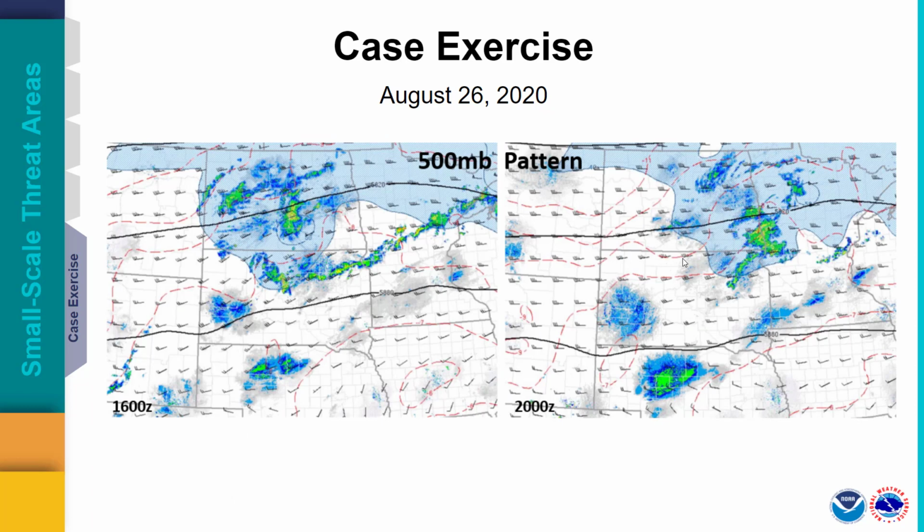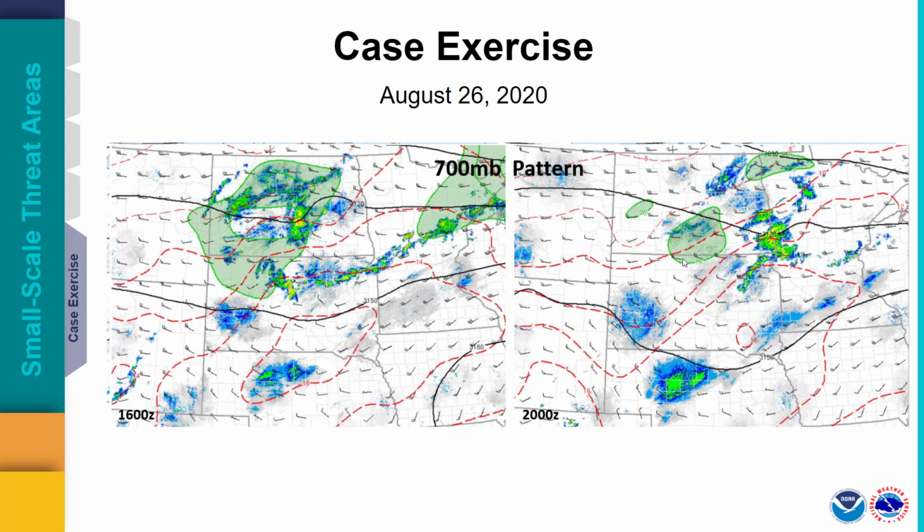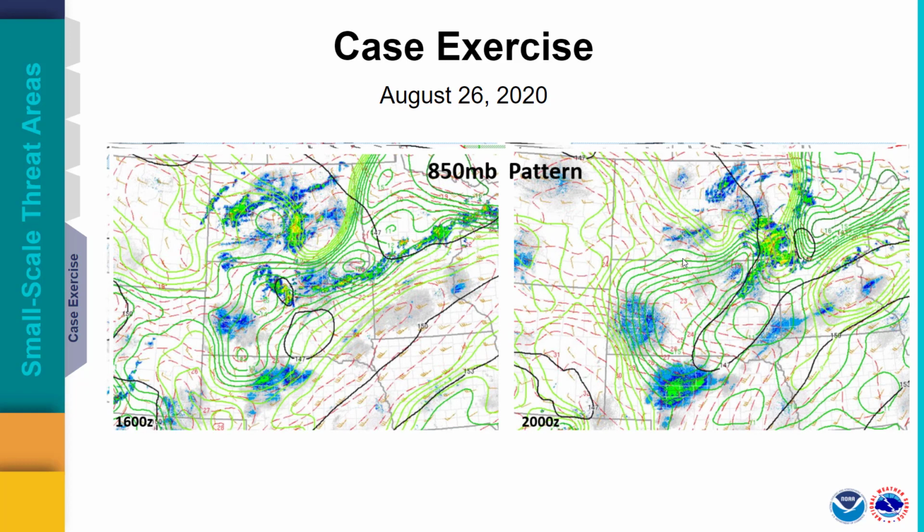Aloft, we don't see much to support a significant severe weather threat. Just some weak waves aloft within generally zonal flow. At 850 millibars, we see a front over southeastern or east central South Dakota with an axis of higher moisture west of it. Note that low-level winds are fairly weak over South Dakota, with stronger flow further south and east.